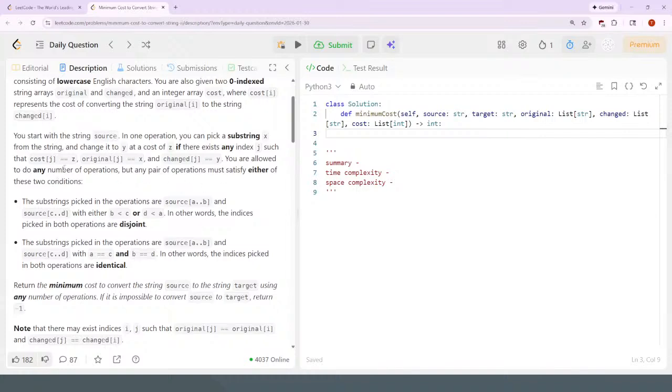Any number of operations is allowed, but any pair of operations must satisfy either: source A to B and source C to D, with B less than C or D less than A, so the indices picked in both operations are disjoint; or source A to B and source C to D where A equals C and B equals D. Substrings picked are either disjoint or identical.